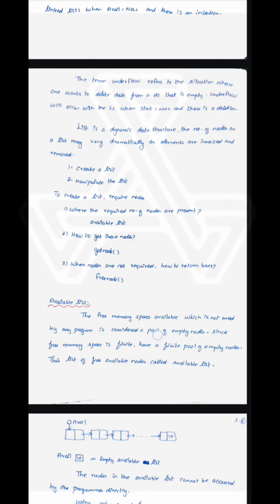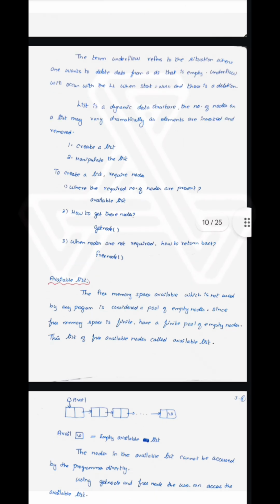A list is a dynamic data structure. The number of nodes on a list may vary dynamically as elements are inserted and removed. Create a list. Manipulate the list. To create a list requires nodes, where the required number of nodes are present in the available list. How to get this, get node? When nodes are not required, how to return back free nodes?